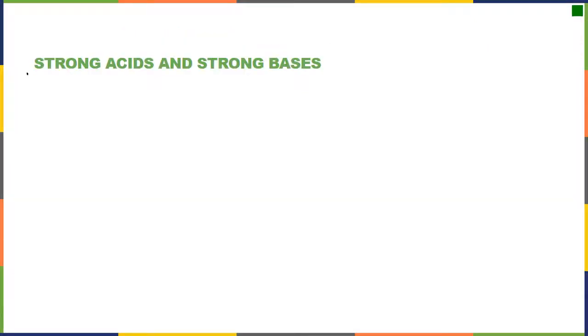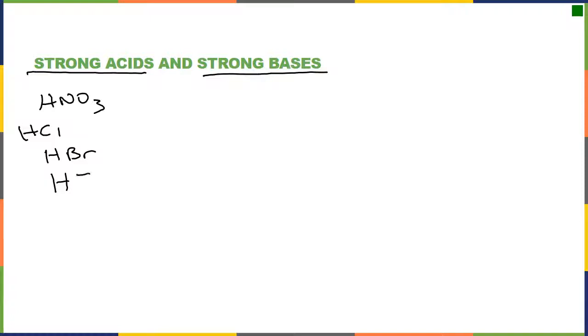So what do you need to know? You need to memorize strong acids and the strong bases. The strong acids are nitric, hydrochloric, hydrobromic, hydroiodic, chloric, perchloric, and sulfuric. Commit those to memory. Those are your strong acids.